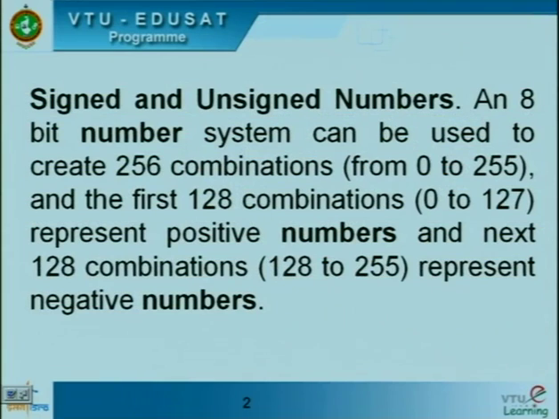Before going to the details of signed numbers, let us understand how they are represented and take up the instructions related to signed numbers in this course. An 8-bit number system can be used to create 256 combinations. That means we have 2 to the power of 8, which is equal to 0FFH, that is 255 in decimal. The first 128 combinations, 0 to 127, represent positive numbers, and the next 128, up to 255, represent negative numbers.